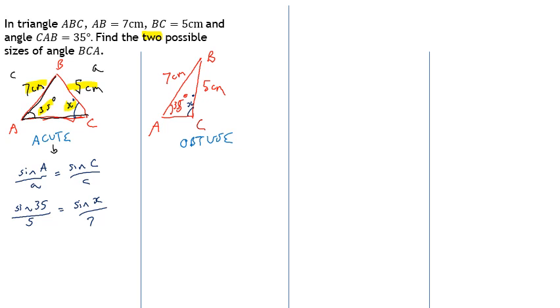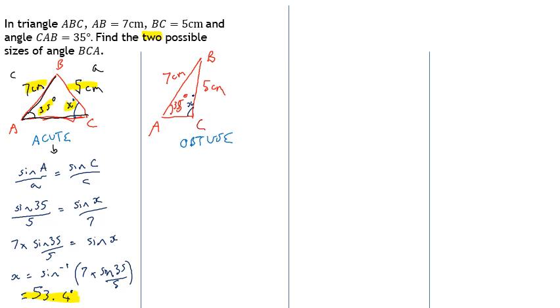That's sine X over 7, so we multiply both sides by 7. And that's what sine X is. So to find what X is, we do inverse sine. We input that into our calculators now. Let me just do that. And when I input that into my calculator, I get this answer of 53.4 degrees.